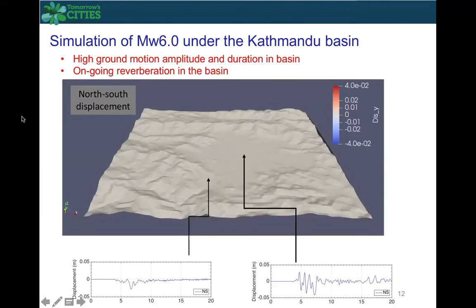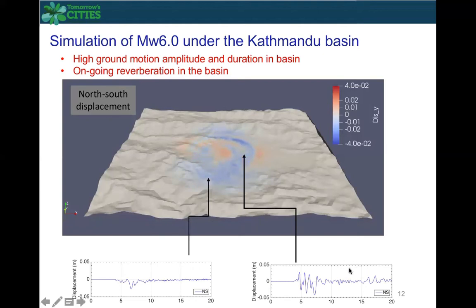Here is the result of this simulation. Two different sites are noted here, one of them inside the sedimentary basin layer, and this is the ground motion that is simulated for that site, and another one on the stiff side close to the edge of the basin. What you see here, in terms of colors, is the displacement of the ground in the north-south direction, and you can observe the difference between the ground motion in these two different sites.